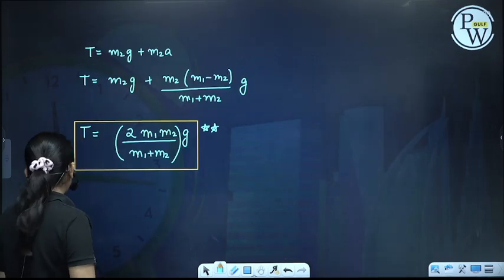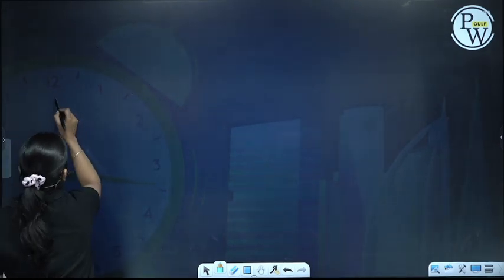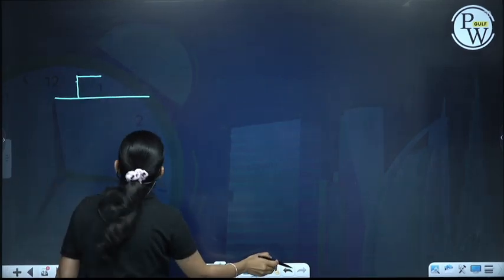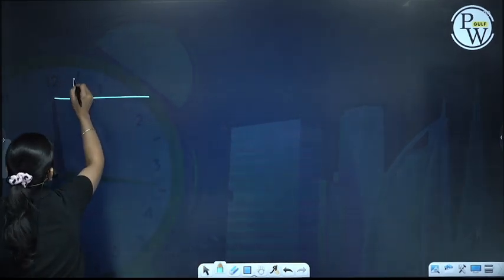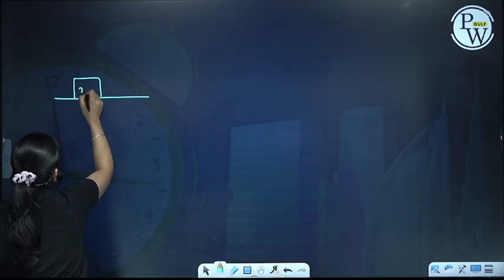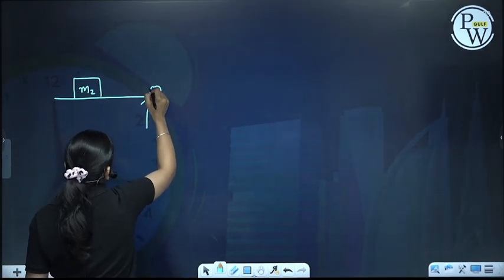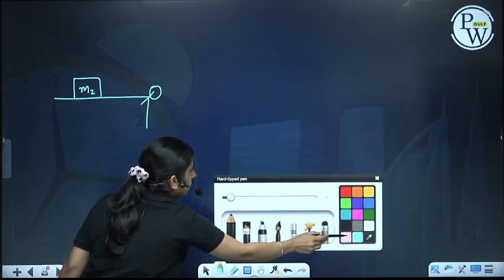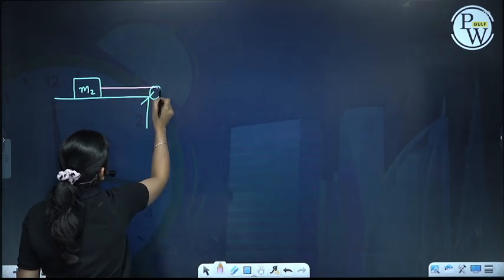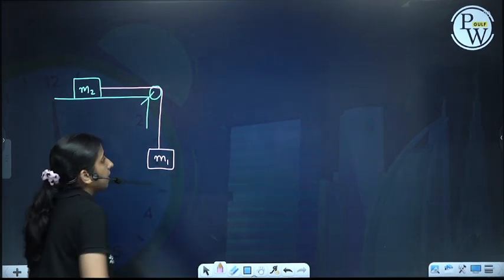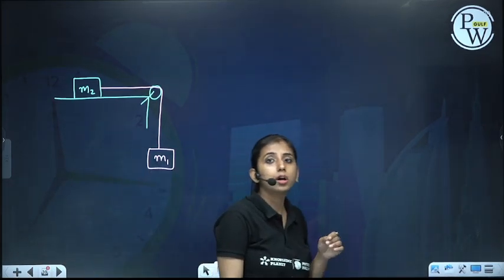Now let us do one more mass pulley system. Suppose we have a block of mass m2 and a table. On this table we have a pulley connected. So this block is connected to some m1 block hanging from the pulley.